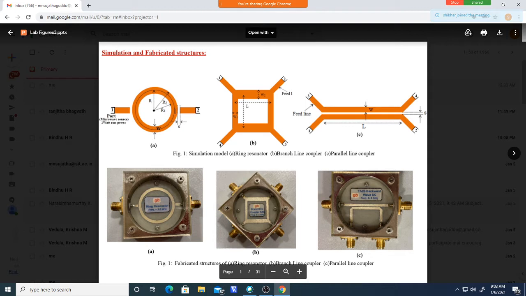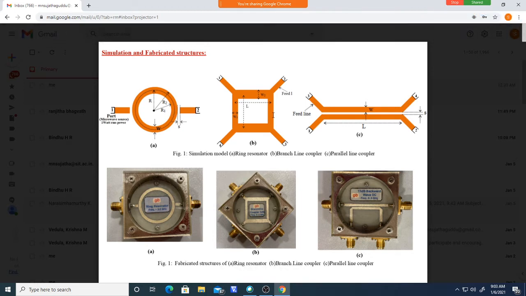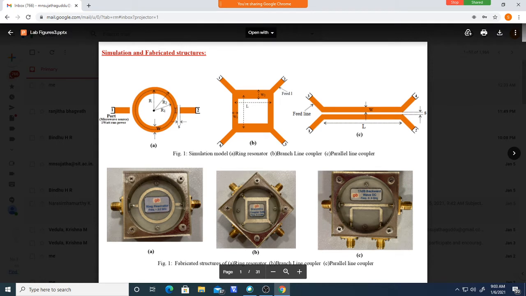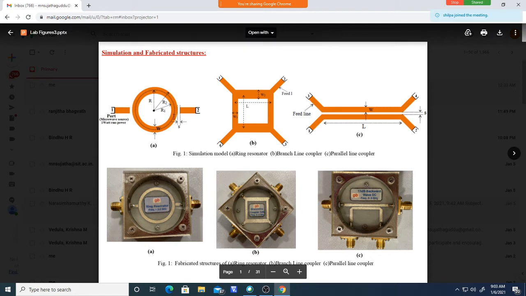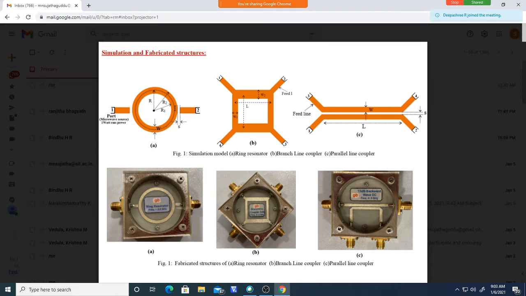So here, these are the structures we have done in the simulation lab. In the simulation lab, we implemented these in the simulation tool, and we verified the properties of these structures. Like this structure, this is a ring resonator. We have done the ring resonator in the simulation tool, studied its properties, and also designed it using design equations. Using those design equations, we designed the structure, implemented it, and studied the properties of this structure.